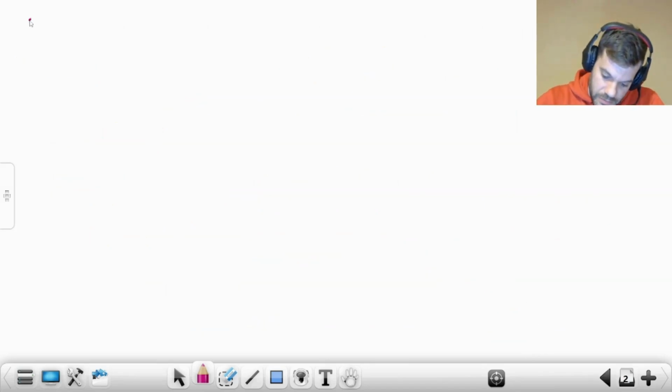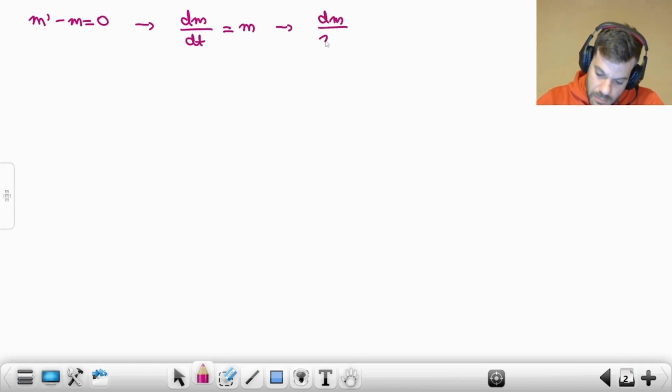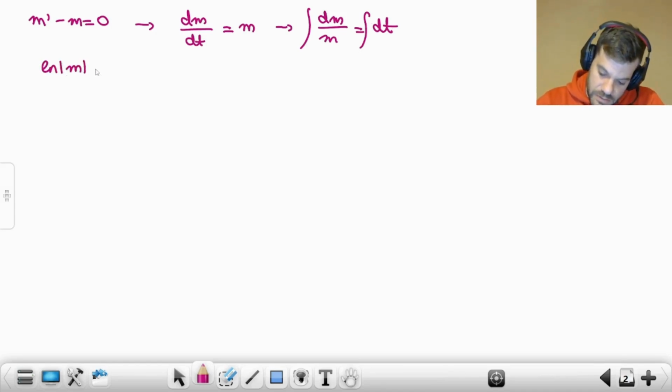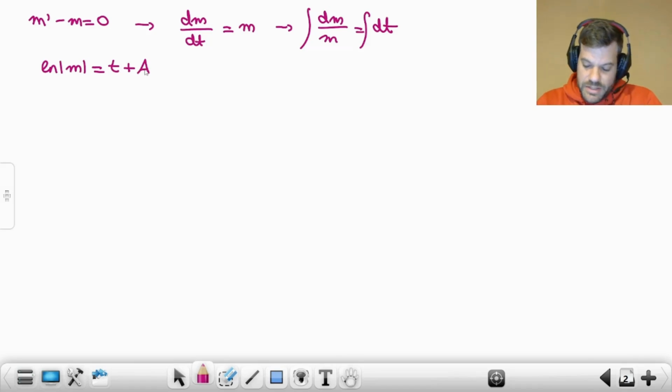So we have m prime minus m equals 0, which is dm/dt equals m. So dm over m equals dt, and now integrate left and right. So natural log of m on the left equals t plus constant. We already used c, so let me use a in this case.